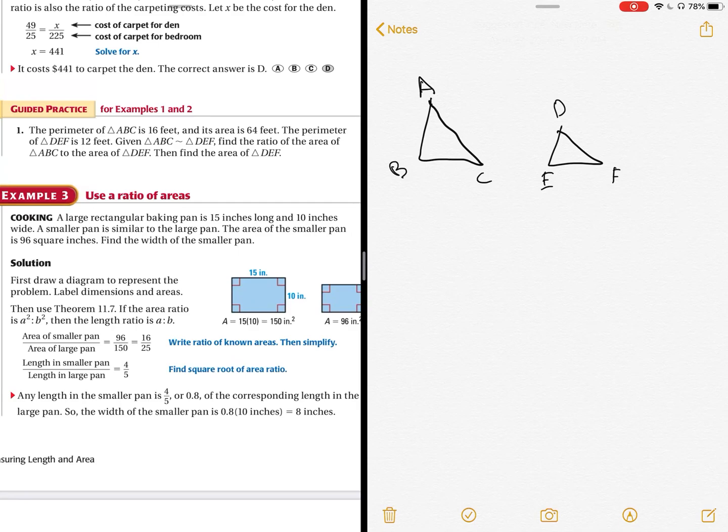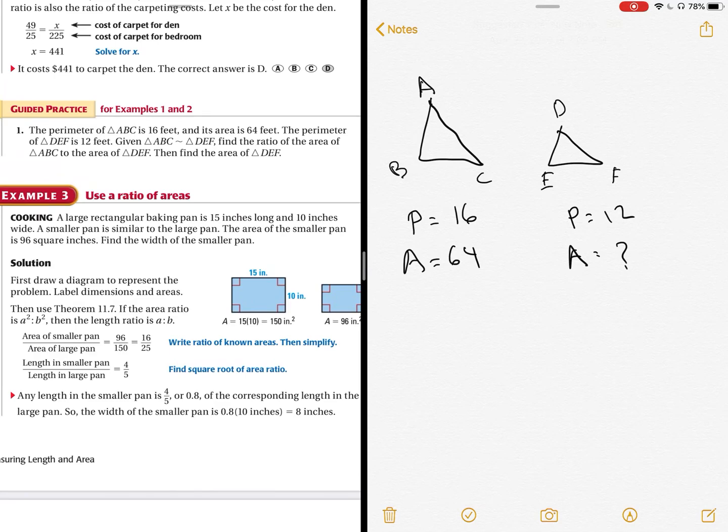It says the perimeter of triangle ABC is 16 feet and its area is 64 feet. So I try to draw that out on the right side. So triangle ABC is the one on the left. We know its perimeter is 16 feet, its area is 64. Then the perimeter of triangle DEF is 12 feet. Then it tells us these two triangles are similar to each other. So find the ratio of the area of triangle ABC to triangle DEF, and then find the actual area of triangle DEF.